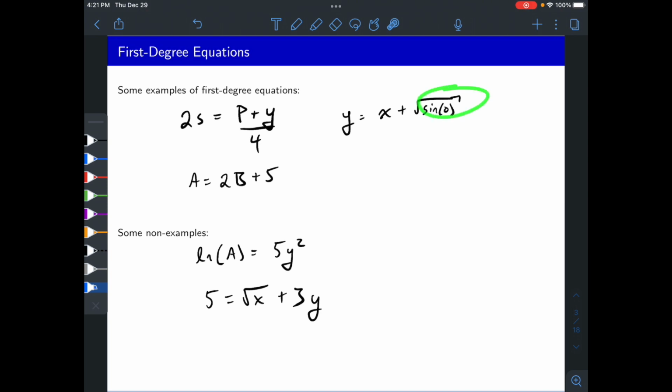If you were to evaluate the square root of sine of 0, that's just going to be a constant. Sine of 0 is equal to 0, so the square root of 0 is equal to 0. So this equation over here really is just the same as x is equal to y.